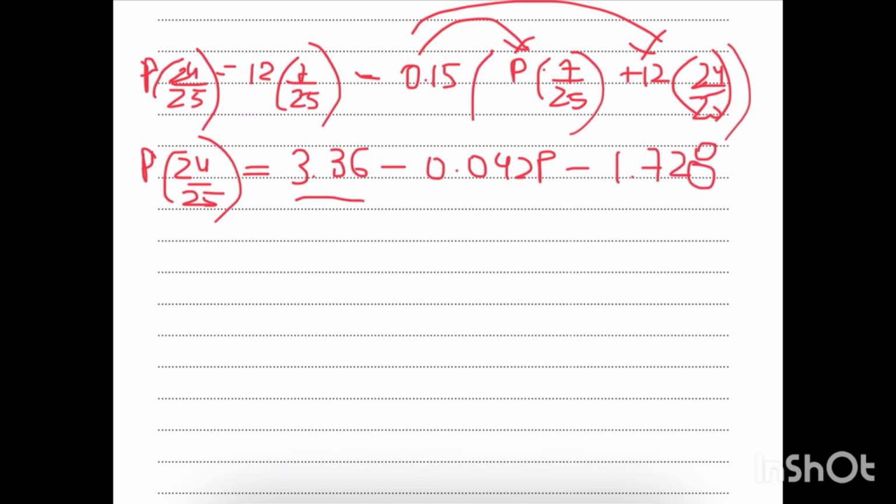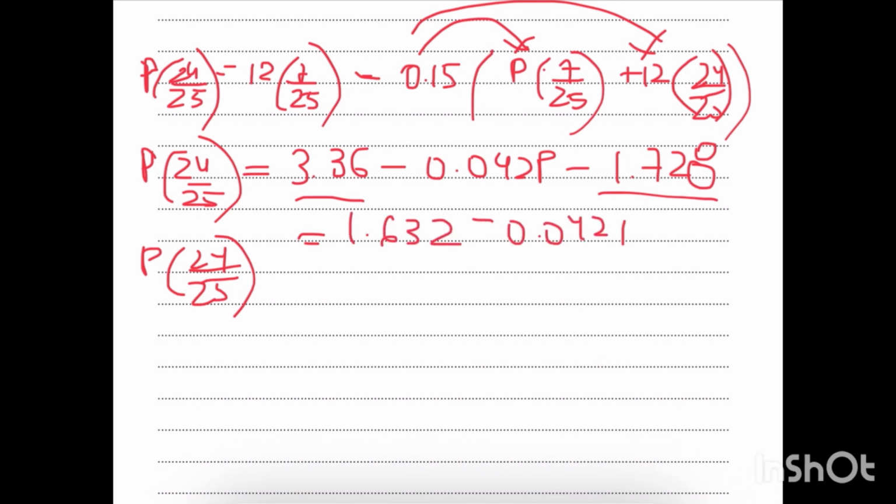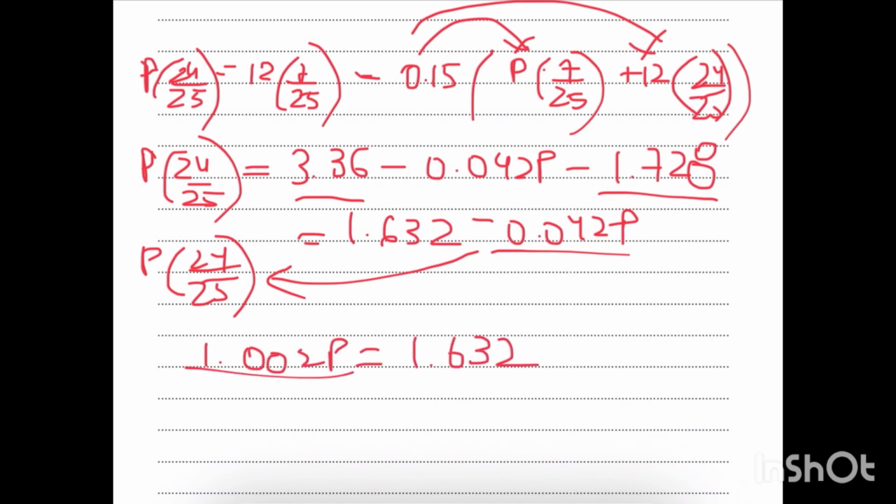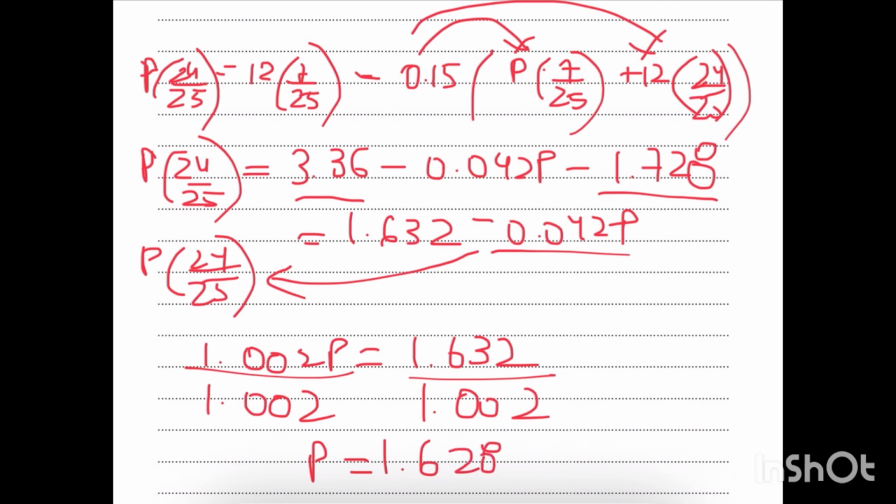So we can subtract 3.36 from 1.728. We get 1.632 minus 0.042P. Taking this 0.042P to this side, since they are like terms, we get 1.002P is equal to 1.632, and dividing by 1.002 on both sides, we get P is equal to 1.628 newtons, and we can round it up to 1.63 newtons. So with that, we have the end of question number 6.